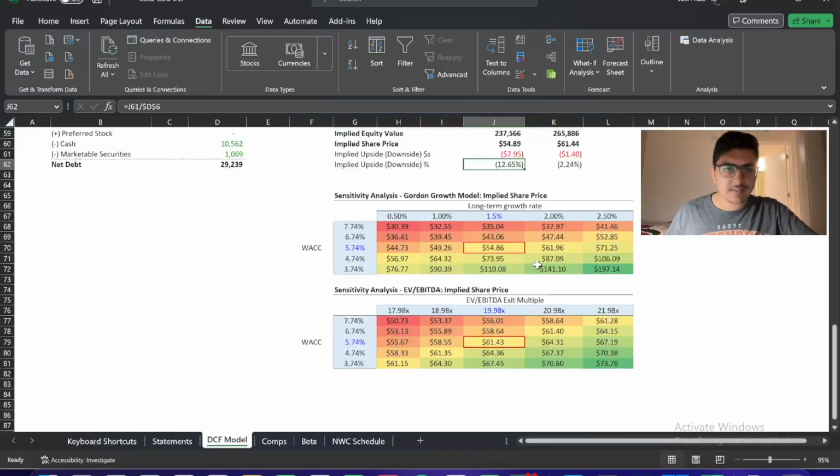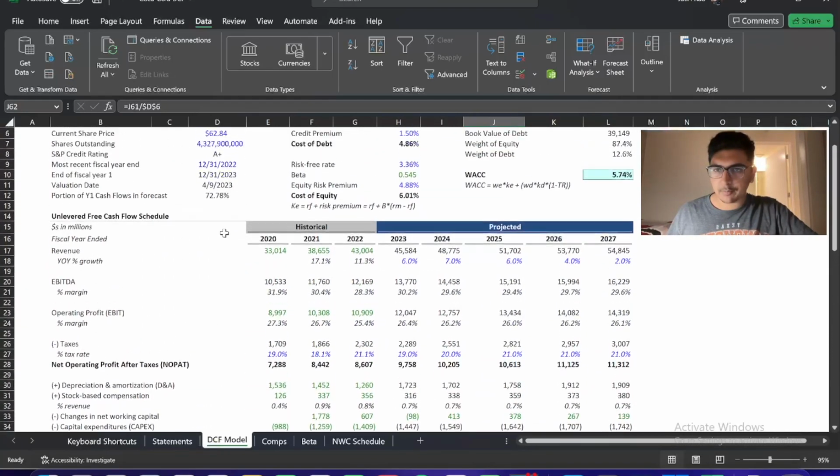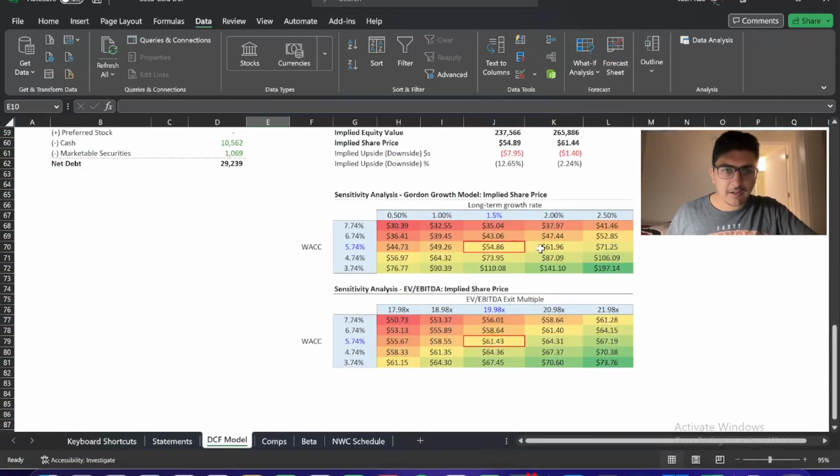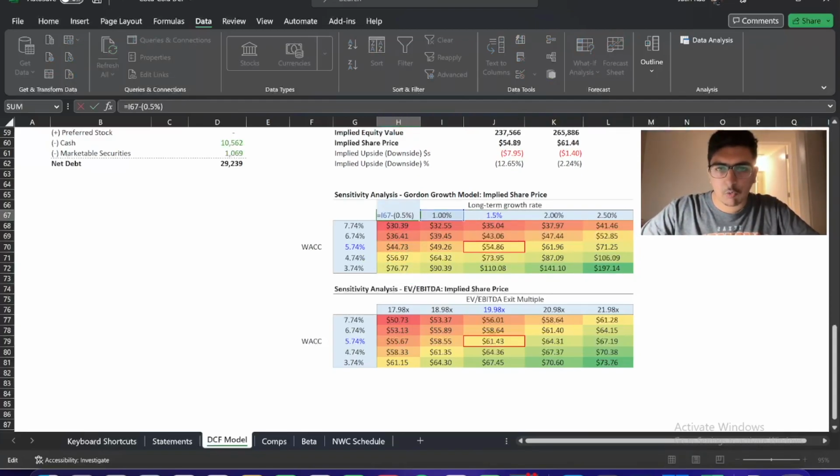And as you'll notice, the current trading price is what, 62.84? Yeah. So if it's higher than 62.84, very, very slight differences in the WACC and in the long-term growth rate can affect your share prices. So what if we tighten these growth rates up a little bit? Right now it's 1.5. Let's make this 0.25%. So let's make these 0.25%. And let's make this 0.25%.